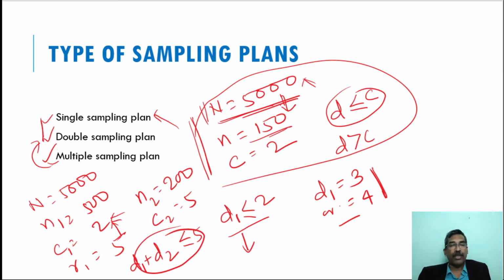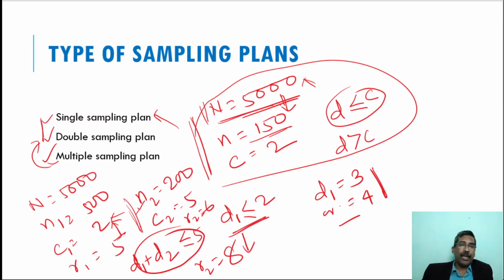But in the first sample, it must be less than or equal to 2 if you want to ignore the second sample. But if the number of defectives in the first sample is in between C1 and R1, that means 3 and 4, then we have to consider the second sample. So this is the method. And suppose R2 equal to, suppose, 6, then there is no need to find the third sample. But suppose R2 equal to 8, then if D1 plus D2 is more than this, that means 6 or 7, then we have to consider the third sample.